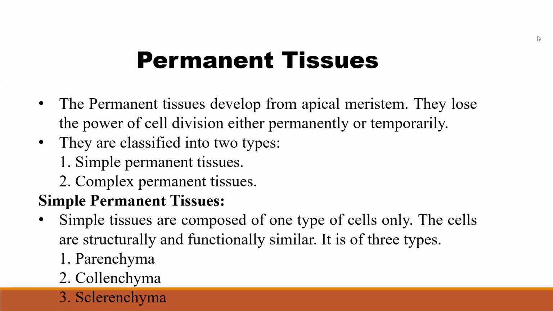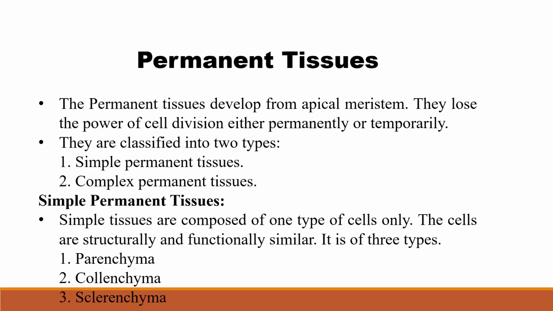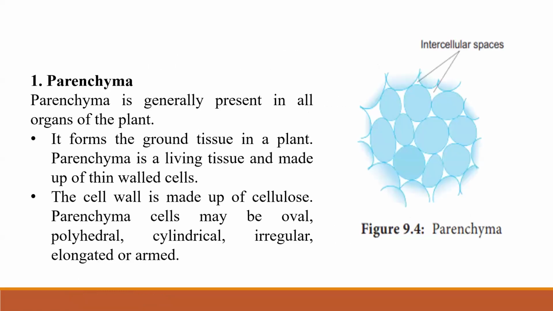The simple tissues are again classified into three types: parenchyma, collenchyma and sclerenchyma. Any doubt? Okay, so the first one is the parenchyma.